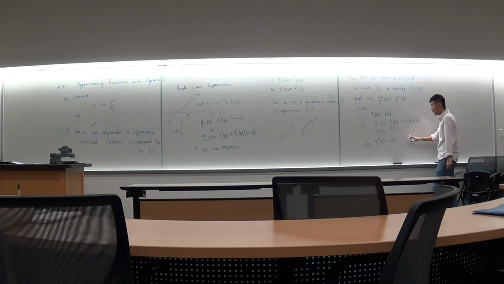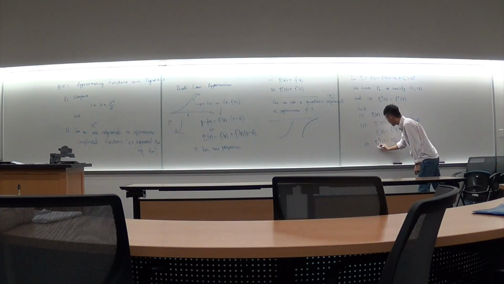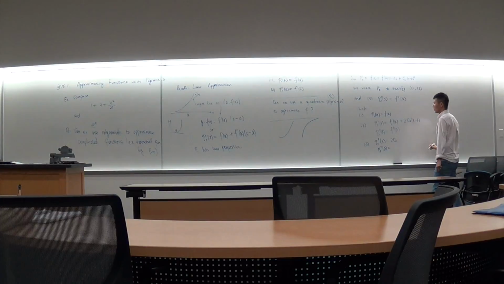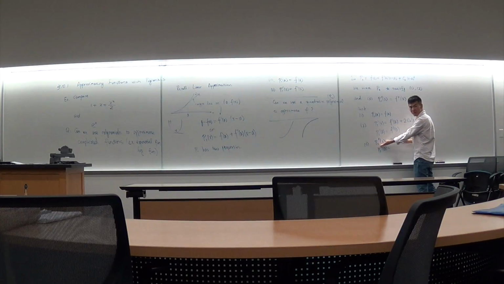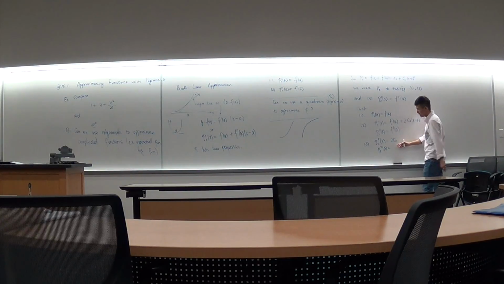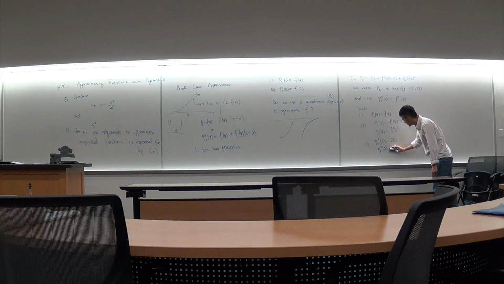Now we evaluate this second derivative at the point A. By the way, you see that we have two steps. To evaluate the second derivative of P2 at the point A, first we need to find the general formula for this second derivative, and then plug in this A to evaluate the value. So P2 second derivative of A is equal to what?